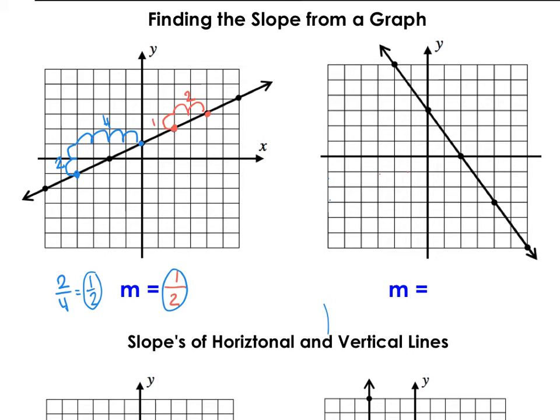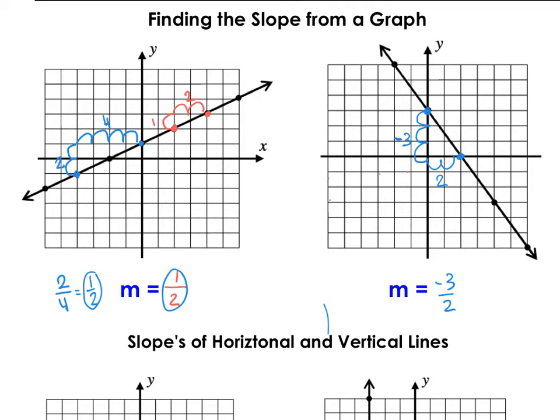Now let's try this again. This time, we're going to find the slope here. We'll pick 2 points again. How about this point and this point? Once again, we're just going to count. I'm going to go down 1, 2, 3. And whenever you go down, you're actually going to put a negative here. So this is down 3 and over 2. So since this is down 3 over 2, I'm going to put negative 3 over 2. And that's the slope of this line.